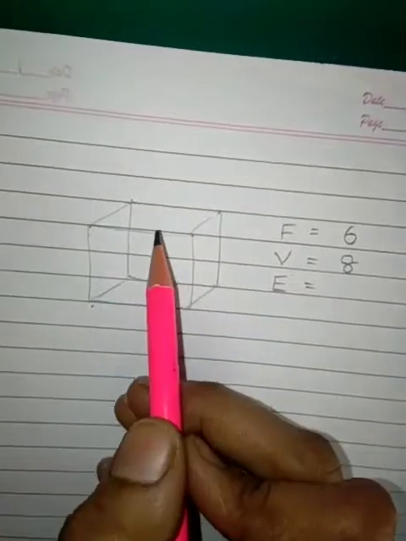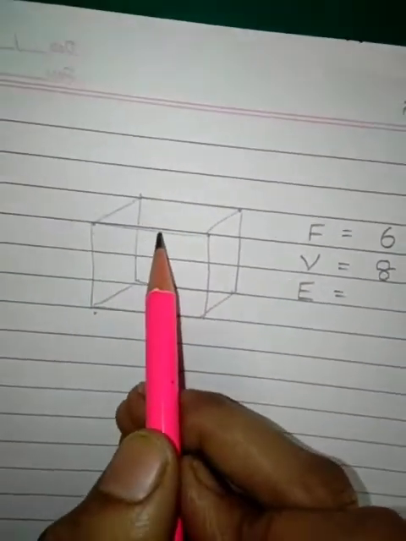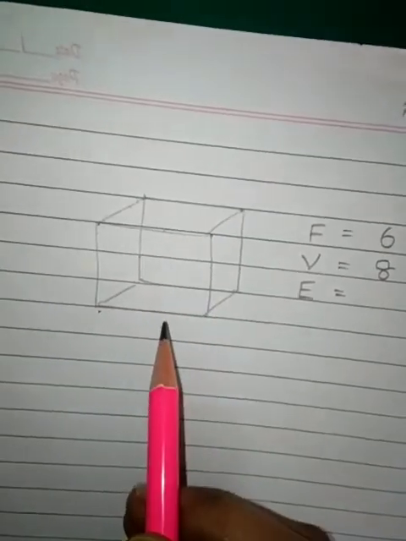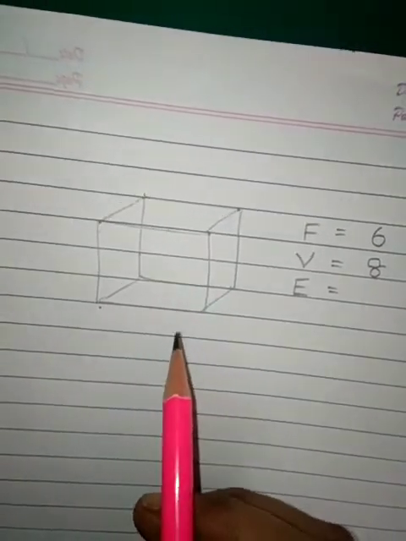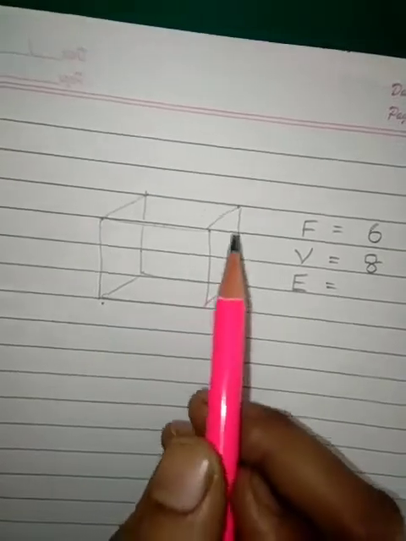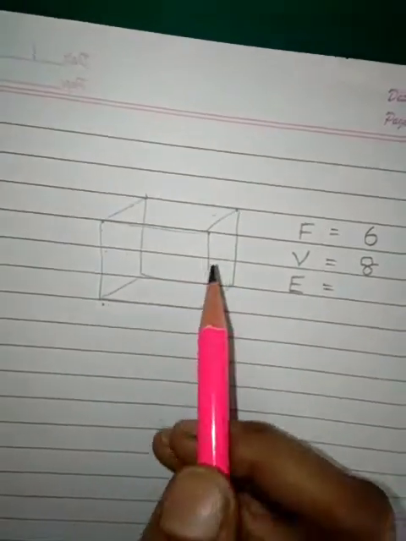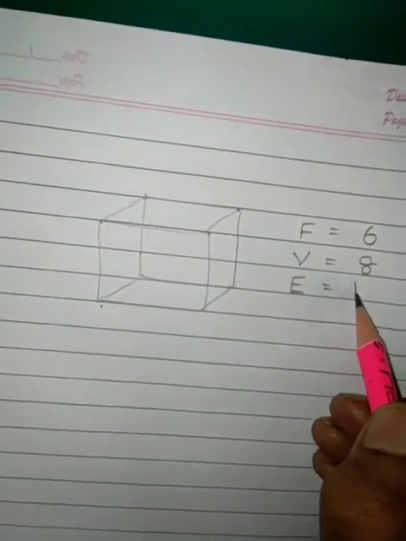So first we will take the edges of the top. That is 1, 2, 3, 4. The 4 will be at the top. So 4 will be at the bottom also because it is congruent. 4 plus 4, 8. And 4 at the lateral faces. That is 1, 2, 3 and 4. The total there will be 12 edges.